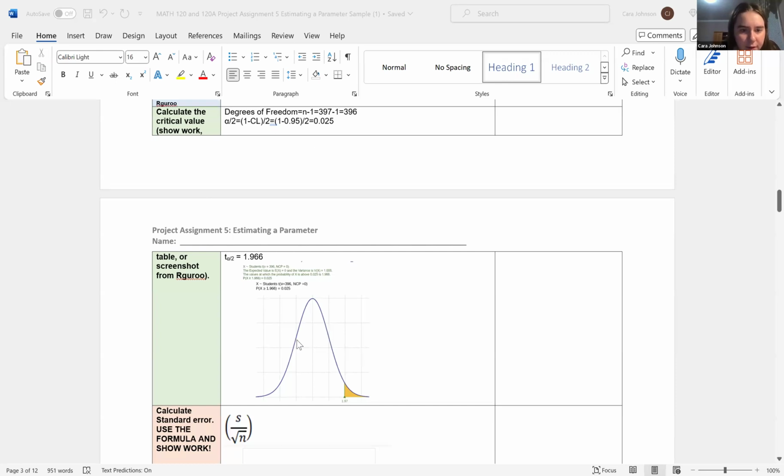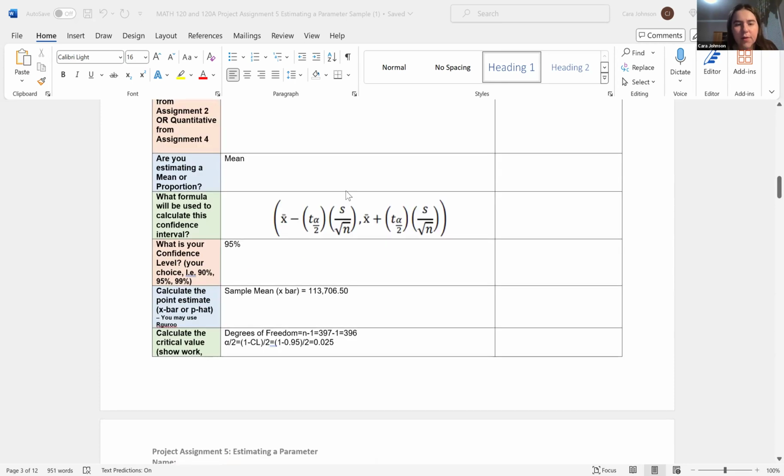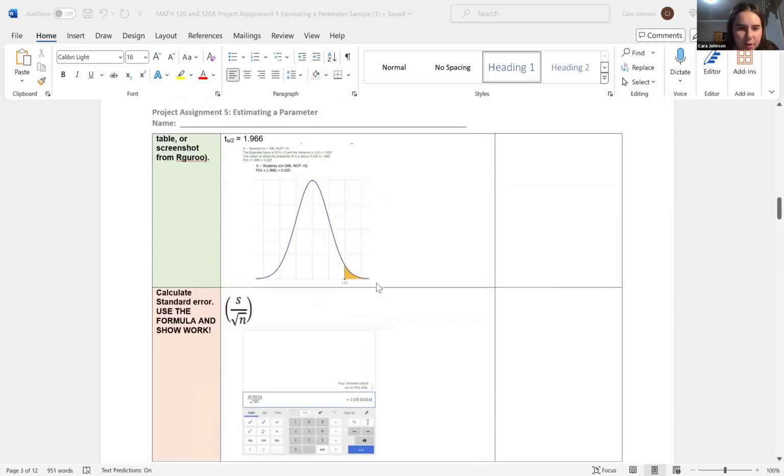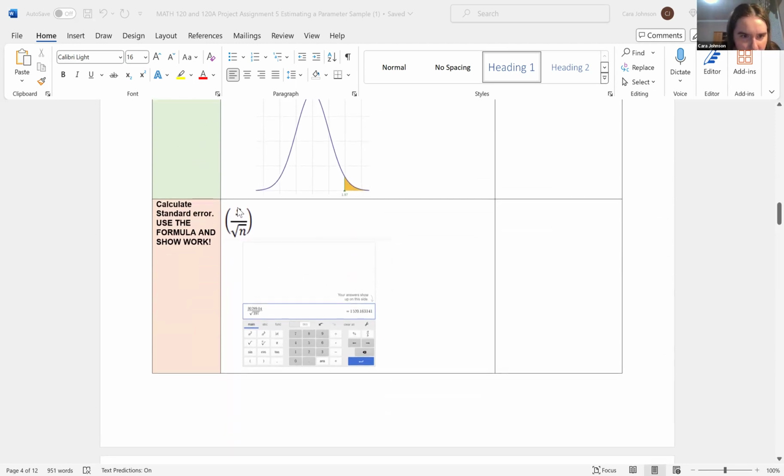You can see all that here. Now, this is the critical value, this is the standard error, and then multiplied together is the margin of error. So you just need to calculate this using your numbers from project 4. My standard deviation from project 4 is going to go here, and the sample size is going to go here. My standard deviation from project 4 was 3289.04 divided by the square root of the sample size, which is 397. That gets me this number here.